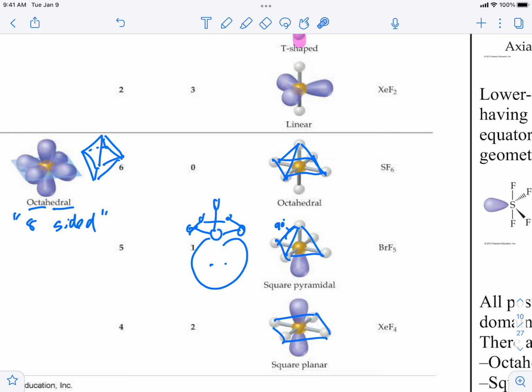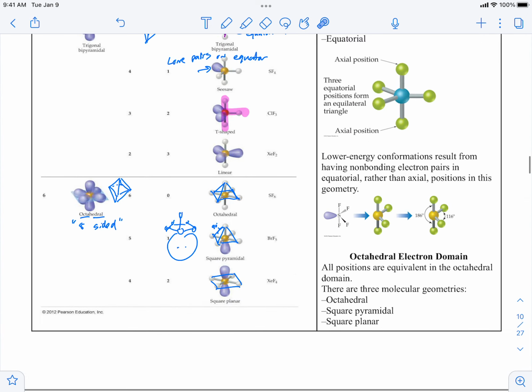Yeah. Mattia. If they have the same electronegativity, then we would consider that a nonpolar. Yeah. All right. That's enough.